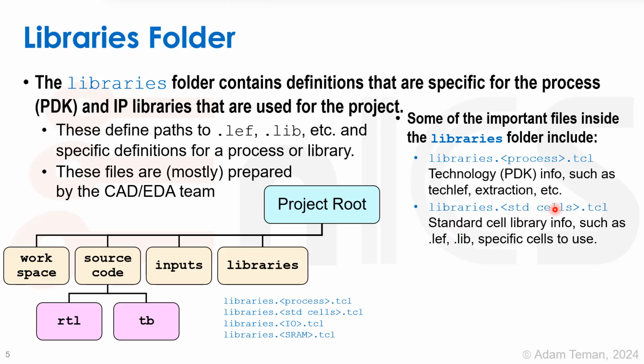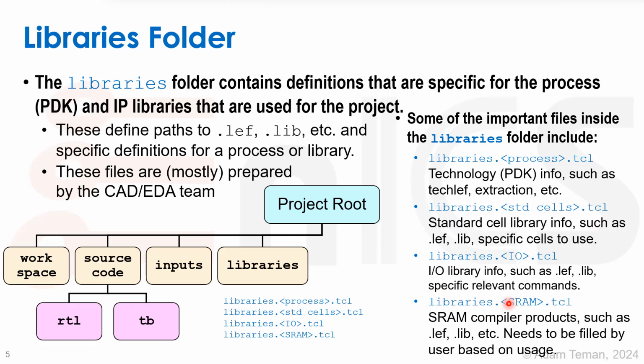Libraries.standardcell, whatever the standard cell library name is, is going to have specific info about the standard cell library, like where the LEFs are, the libs are, which cells to use for different things, and so forth. The libraries.io is going to have stuff about the IO library that I'm going to use, such as the LEFs and libs and specific relevant commands and so forth.